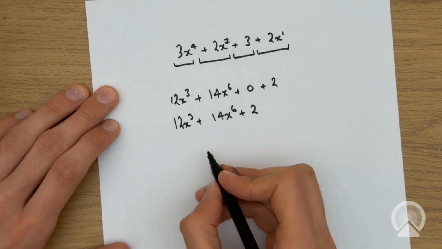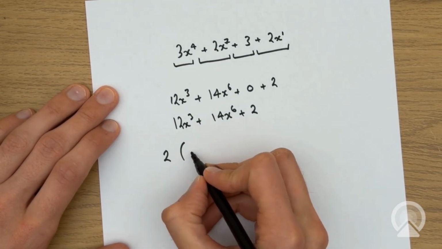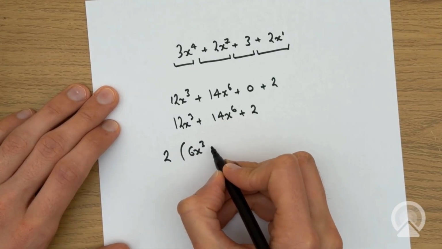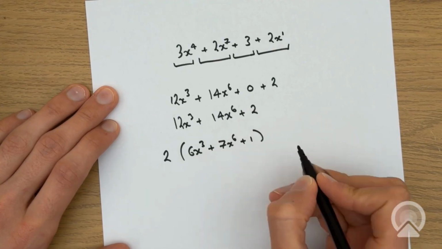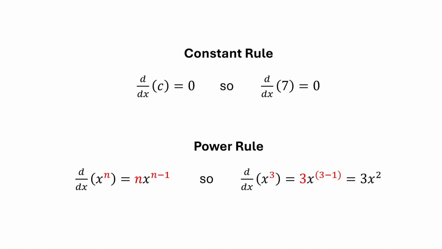And you can factorize this if you want to as well. You could take the 2 out and you could get 2 times 6x cubed plus 7x to the 6 plus 1. So to recap, we have the constant rule and the power rule. And these two rules are really handy and easy to learn in getting to know differentiation.